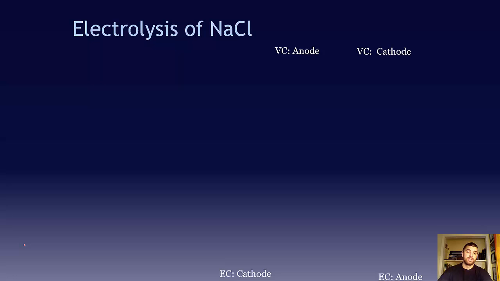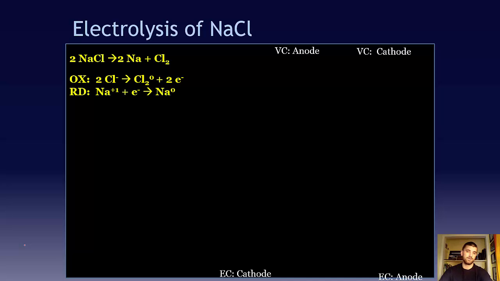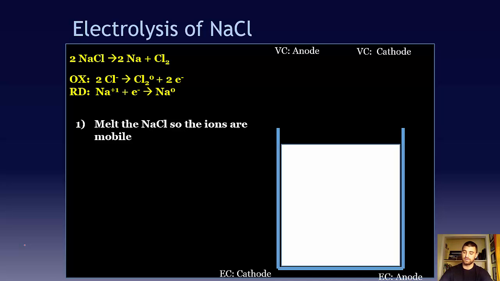So here's an example. Say you got some sodium chloride and you wanted to break it down into sodium and chlorine gas. Well, you're going to have to oxidize the chloride ions. You're going to have to take those electrons away, and you're going to have to reduce the sodium ions to become the sodium metal. So the first thing that we need to do is we need to melt the sodium chloride to make sure that the ions can move around and the stuff will actually conduct electricity.